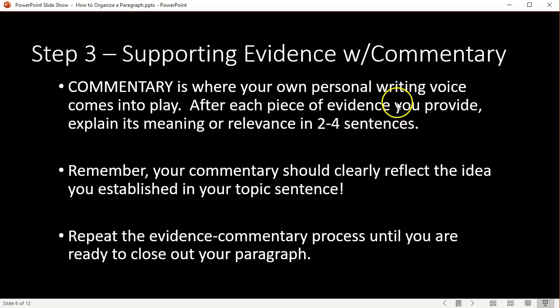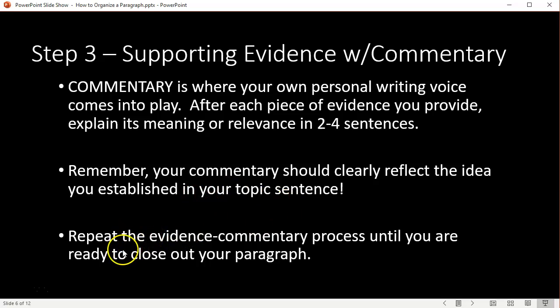After each piece of evidence you provide, you'll want to explain its meaning or its relevance, why it's important, in 2 to 4 sentences. Anything less than 2 is too short. You need more explanation. You probably won't need to go more than 4 before you get too wordy on commentary. What you should remember is that commentary should clearly reflect the idea you established in your topic sentence. So once again, if I'm trying to prove that SpongeBob was memorable in my childhood, I'm going to use my evidence, use a memory I have, but then explain why that's a good memory for me too. They do need to connect. You don't want to contradict yourself.